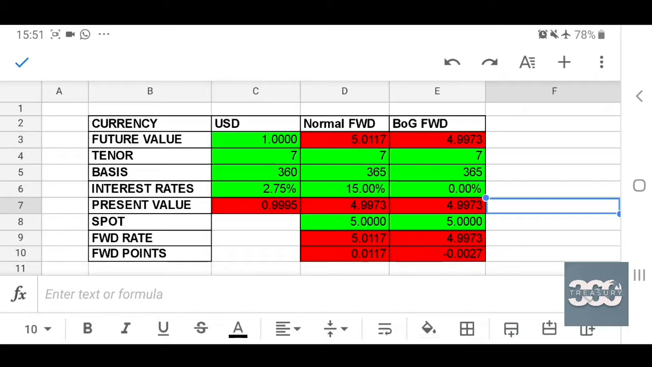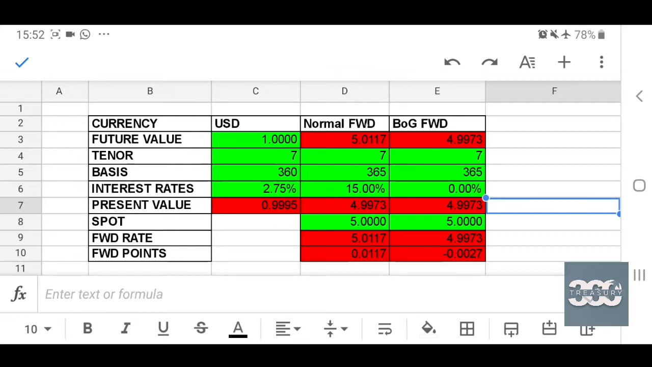So I'll start with explaining column B. Column B contains some descriptions. Column C is the money market leg of the USD side of the FX forward. Column D is the money market leg for the Ghana cedi side of the FX forward for a normal FX forward. And then column E has the BoG forward computation.